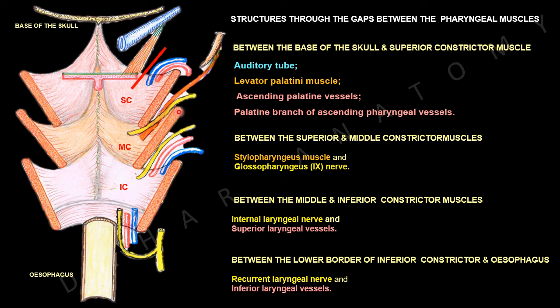Next is between the middle constrictor and inferior constrictor muscles. Structures are the internal laryngeal nerve and superior laryngeal vessels, artery and vein. Lastly, structures between the lower margin of the inferior constrictor and the esophagus are the recurrent laryngeal nerve and inferior laryngeal vessels, arteries and veins.